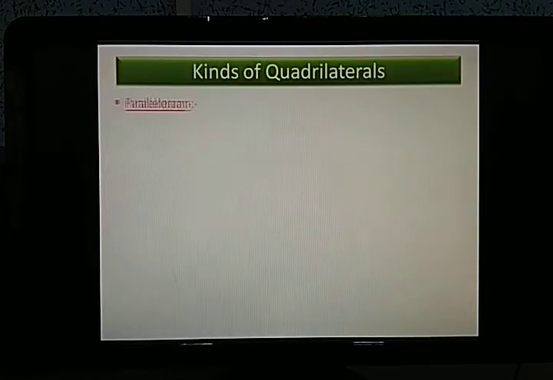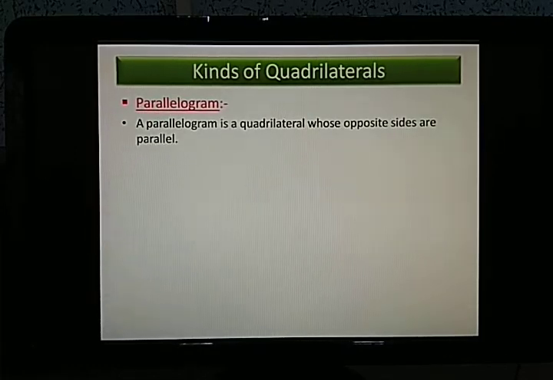Now next, moving on, next is a parallelogram. This is the most common quadrilateral. So let us see the definition. A parallelogram is a quadrilateral whose opposite sides are parallel. Yes, this is the basic definition. You can say a parallelogram is a quadrilateral whose opposite sides are parallel.